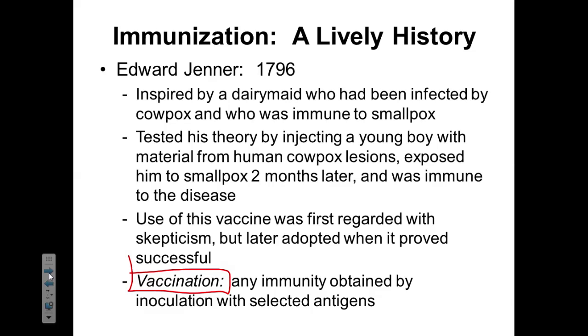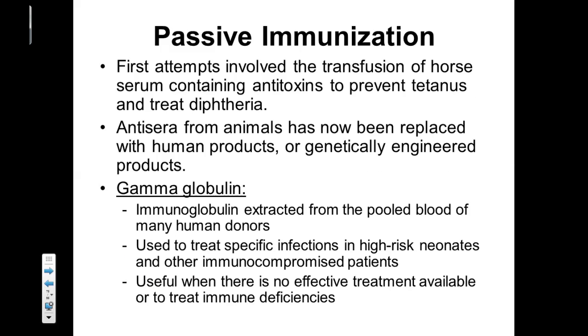Vaccination is a term that means giving immunity through the inoculation with selected antigens. So we're going to have passive and active immunization. During passive immunization, we try to take antibodies from other sources and inject them into human beings. The first attempts of passive immunization involved taking horse serum and injecting it into human patients to prevent tetanus and to treat diphtheria infections. It was found to have very limited success.